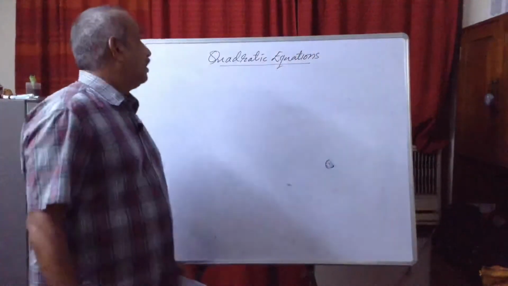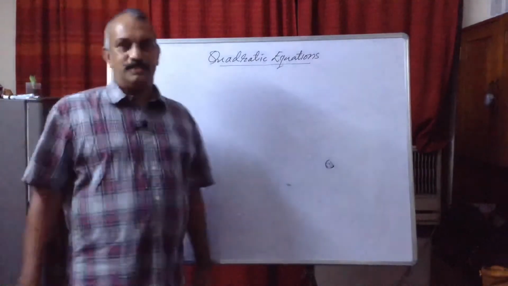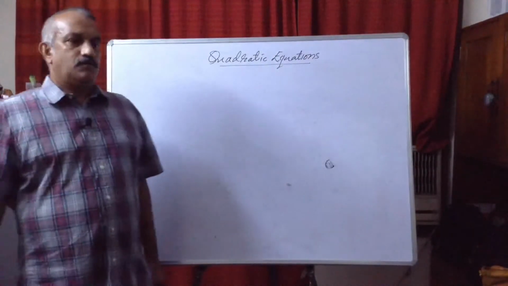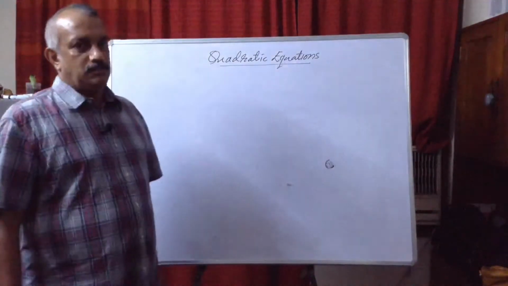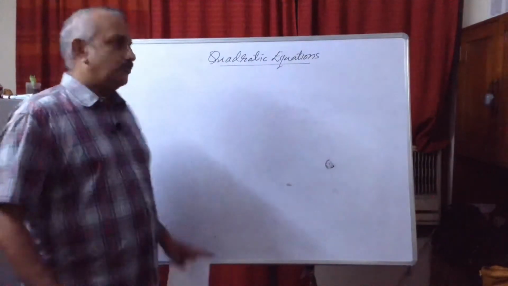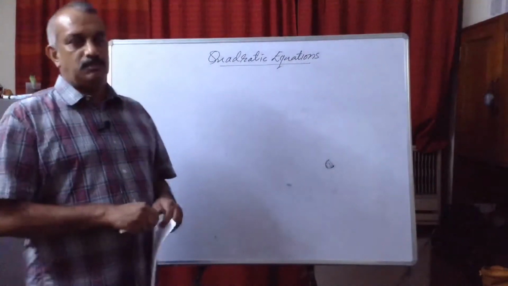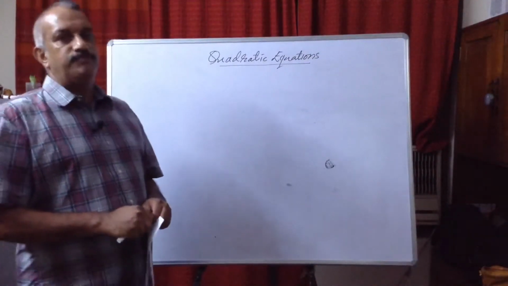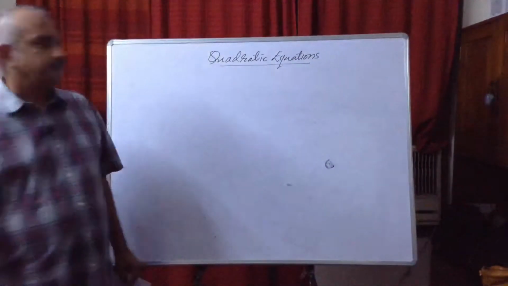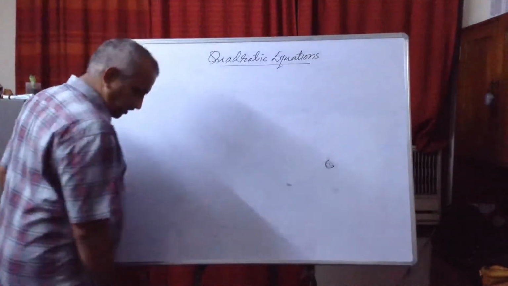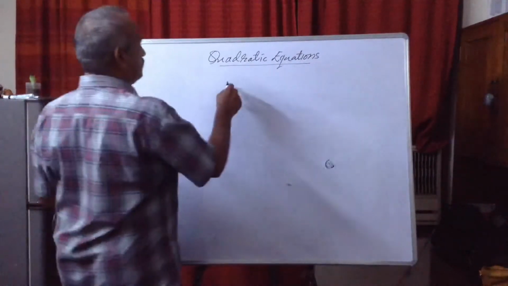So I'll tell you once again about factorization. We'll do a few questions on factorization, then I'll tell you about the quadratic formula, then we'll do a few questions using the quadratic formula also, then finding the value of k and all, and then we'll finish this chapter. So maybe a 2 marks or 3 marks, maximum 3 or 4 marks question can be from this chapter, not more than that.